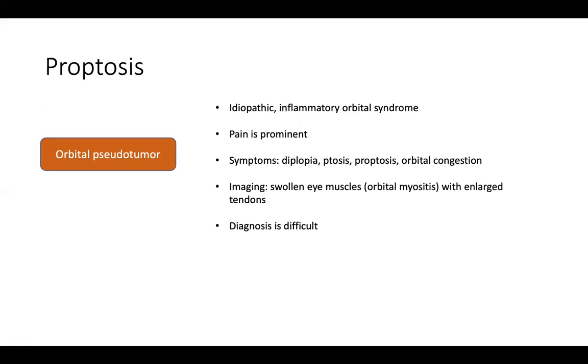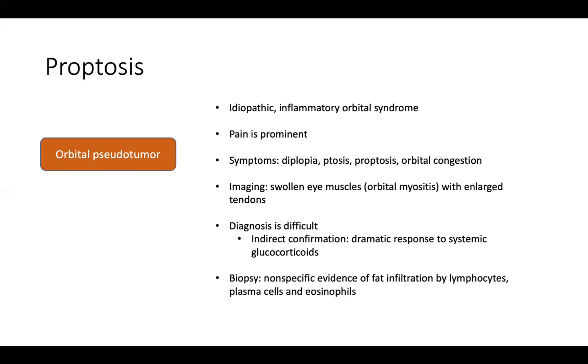The diagnosis of orbital pseudotumor is difficult. A dramatic response to a therapeutic trial of systemic glucocorticoids indirectly provides the best confirmation of the diagnosis. Biopsy of the orbit frequently yields non-specific evidence of fat infiltration by lymphocytes, plasma cells, and eosinophils.